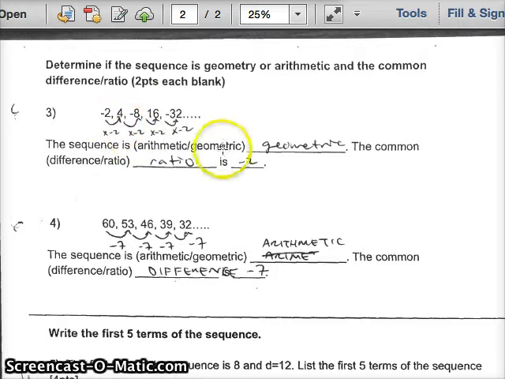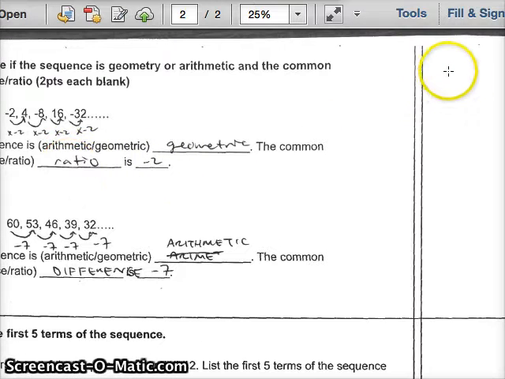This sequence is a geometric. It's a geometric because it has the common ratio is -2. So there's all my -2's. Notice how geometric is a second word, and then ratio is also the second word. Remember, you should be doing your quiz corrections over here in this space.